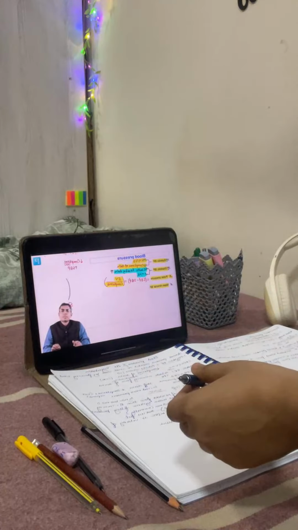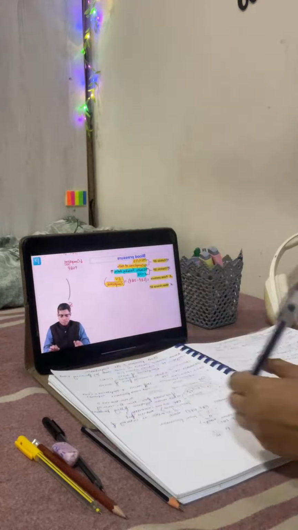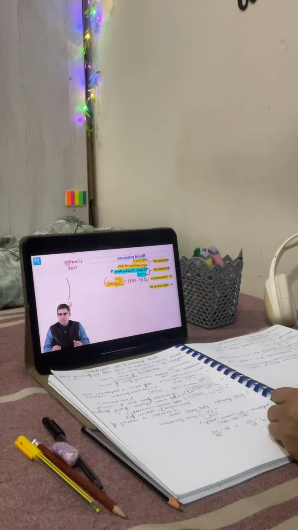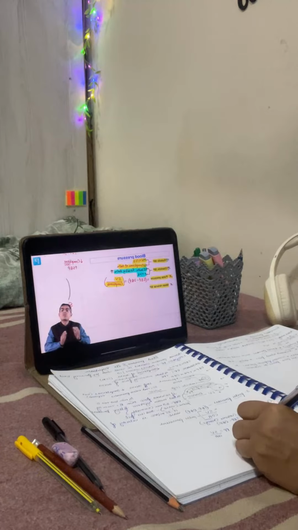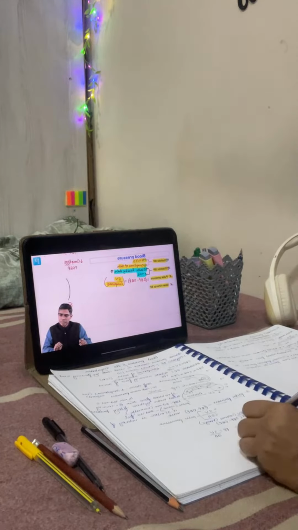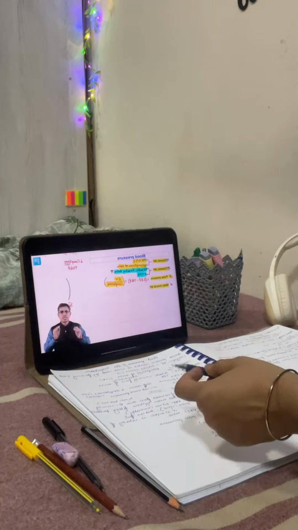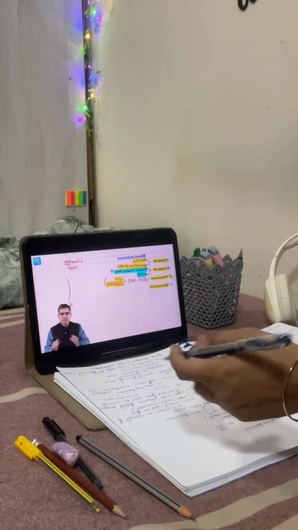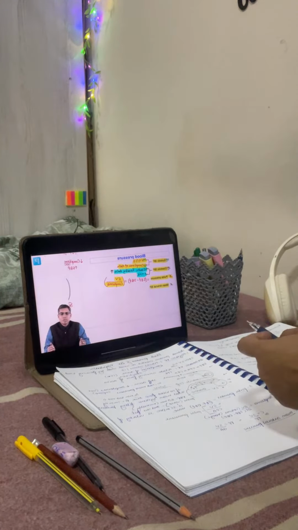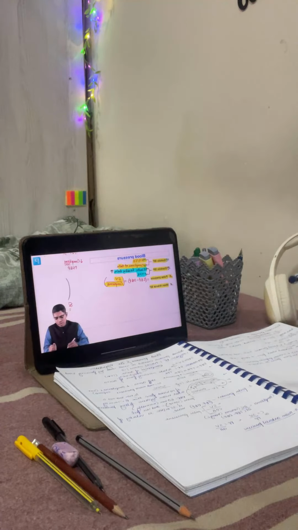Now the last one is the mean arterial pressure. Whenever we are saying mean arterial pressure, by definition, we know mean arterial pressure is nothing but the average pressure throughout the cardiac cycle, right? So during the cardiac cycle, blood pressure will fluctuate, systolic blood pressure, diastolic blood pressure. But if I take an average, if I take a mean, then what is that blood pressure? That is known as the mean arterial pressure.